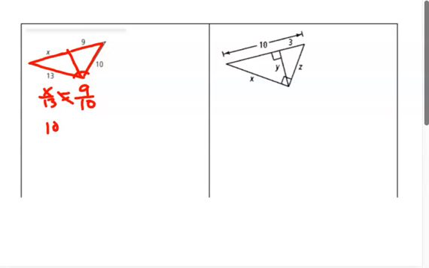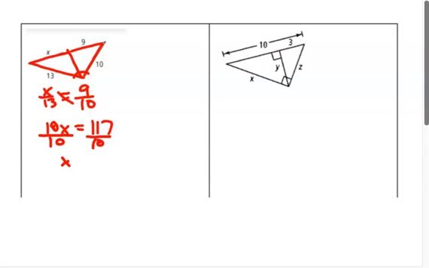So we have 10 times x, which is 10x. We have 9 times 13, which is 117. And we're dividing by 10. So x is going to be 11.7.